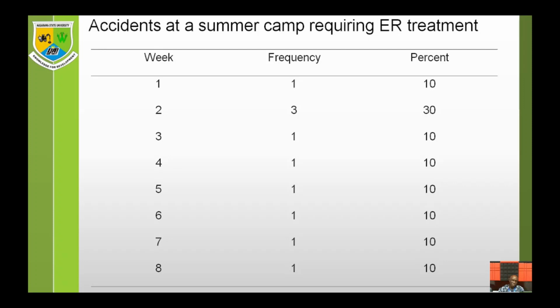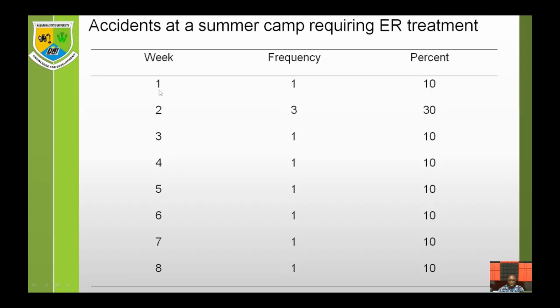Here is a second example that was measured from accident victims at a summer camp, and their ER was measured. This measurement took place for a period of 8 weeks, week 1, 2 through week 8. And for each of the weeks, frequencies of recording were noted. And for each of the frequencies, we can calculate them into percentages.